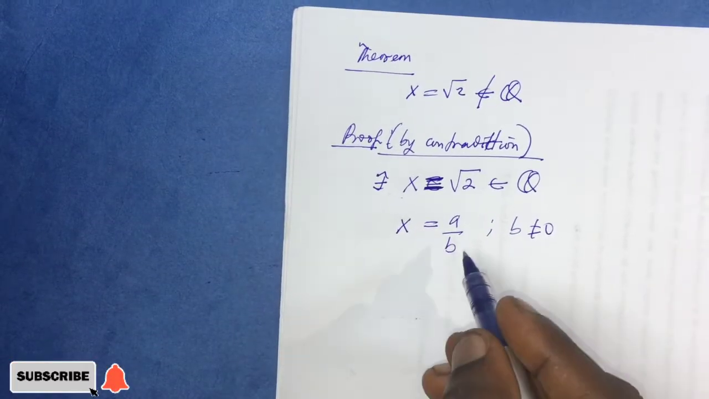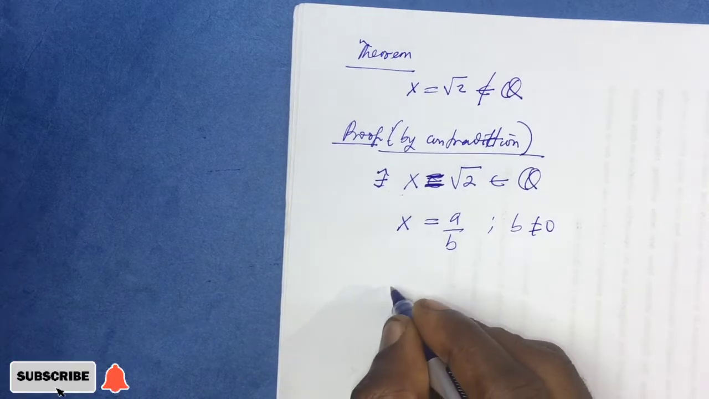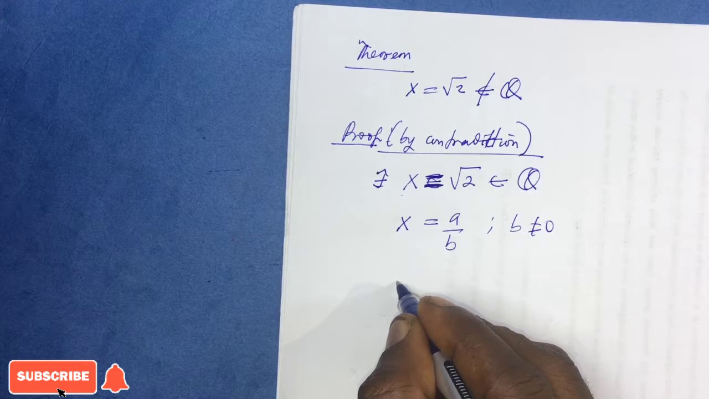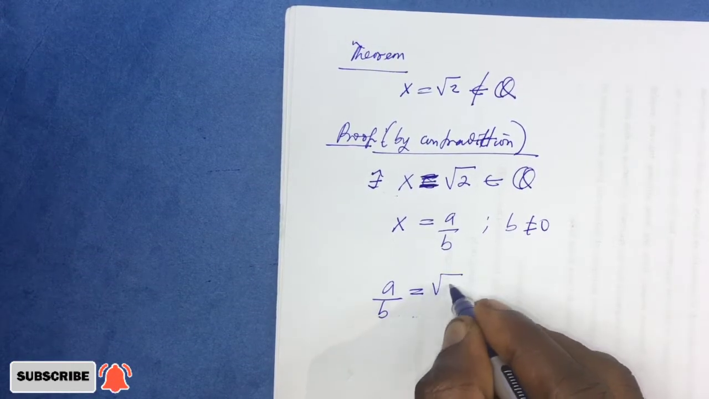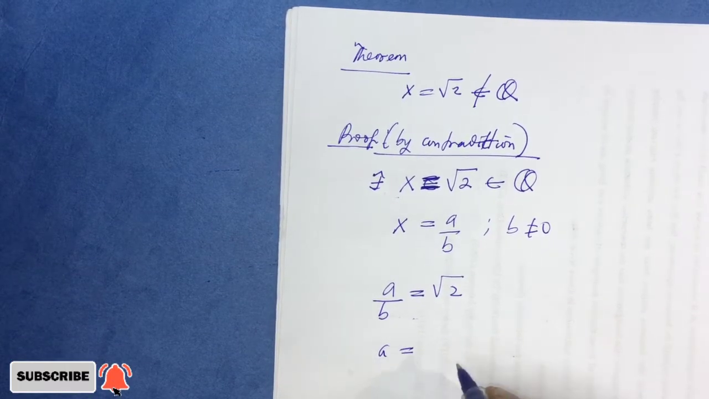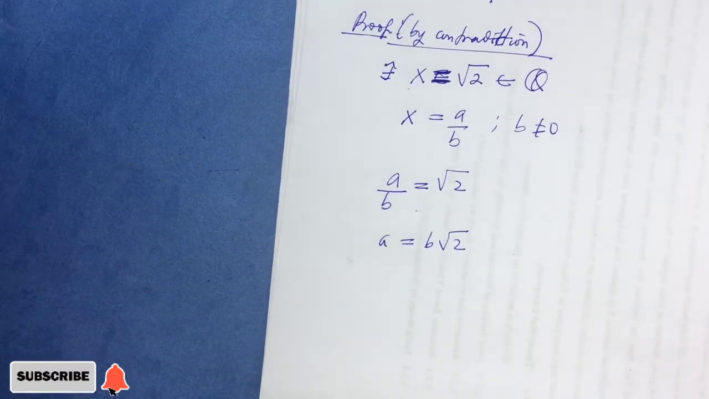Now, if x equals a over b, and we are assuming that x equals square root of 2 is a member of the rational number system, then it means that a over b is actually equal to square root of 2, and that means that a is equal to b times square root of 2 if you make a the subject of formula.